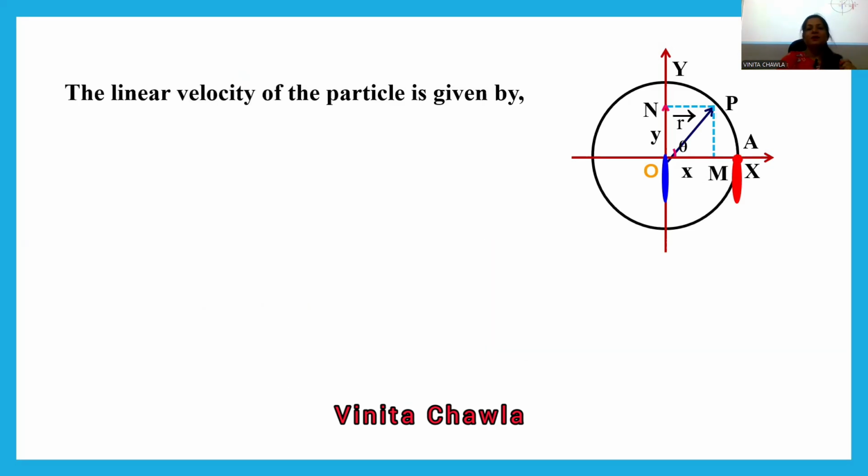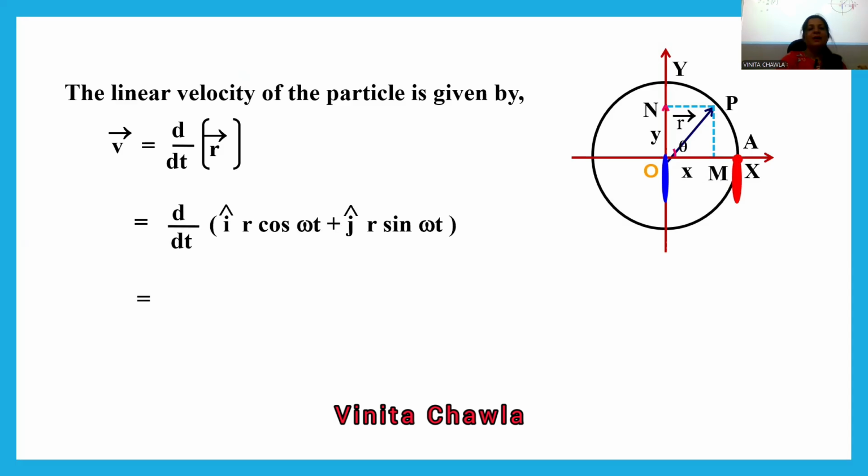The linear velocity of the particle, v, is dr by dt. We had written the expression for r in terms of polar coordinates in the previous slide, so we can easily differentiate it with respect to t. So it's d by dt. In the bracket we'll write vector r as r cos omega t i cap plus r sin omega t j cap. This is what we did, in place of x, r cos omega t, in place of y, r sin omega t. Okay, now you will differentiate this.